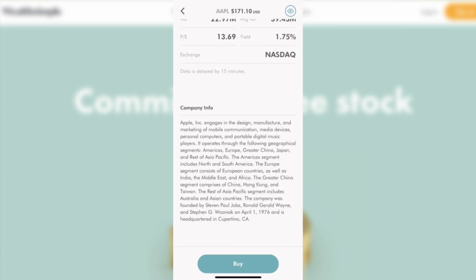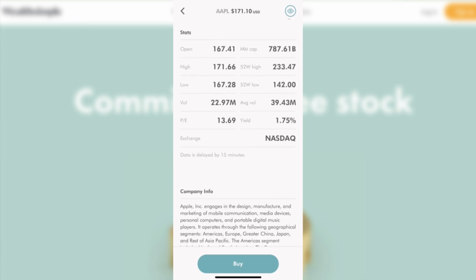Very important to note though, on Wealthsimple Trade, right now the data is delayed by 15 minutes. So hopefully this is something that they will fix later on with the official launch of the app, because right now as traders, you can't really trade with a delayed quote.